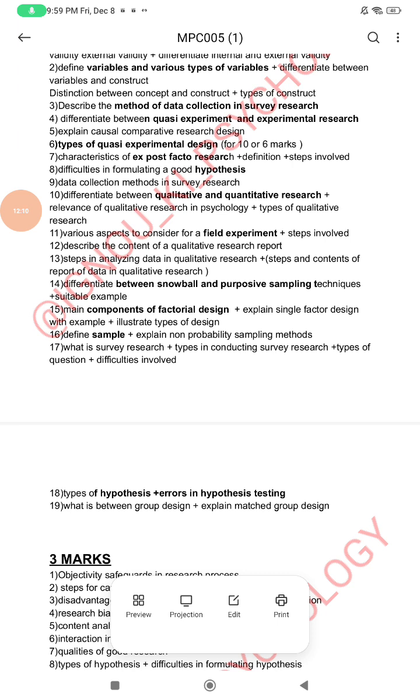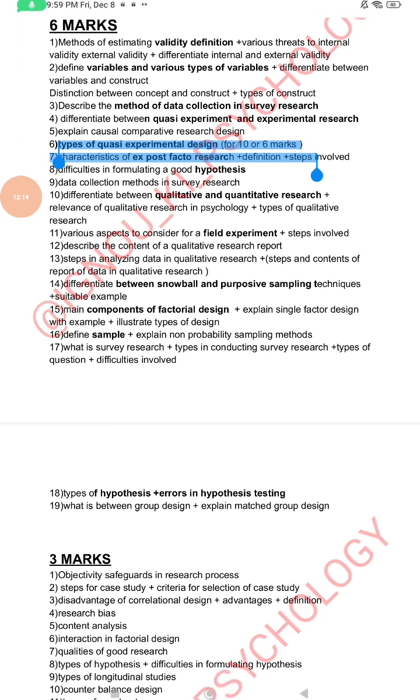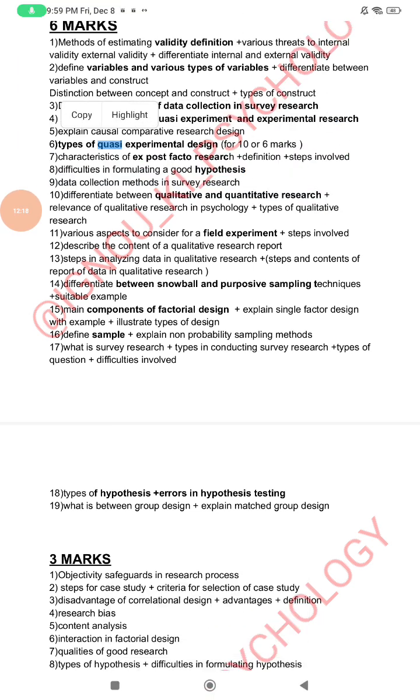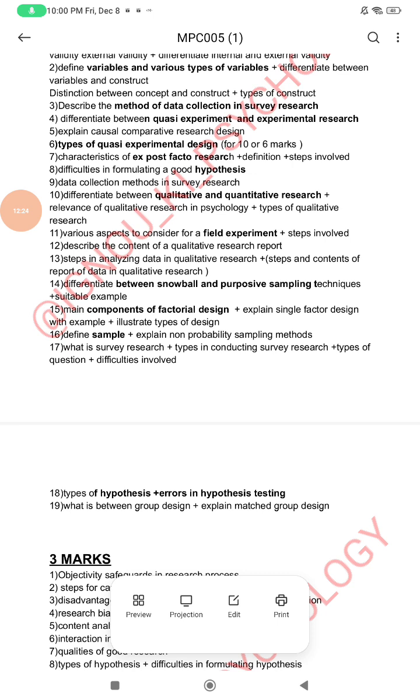Question number 6, this is also again very, very important: types of quasi experimental designs. Quasi experimental design is basically a non-random method. What are its types? There are non-equivalent group design, regression discontinuity, natural experiment. These are some examples of quasi experiment.